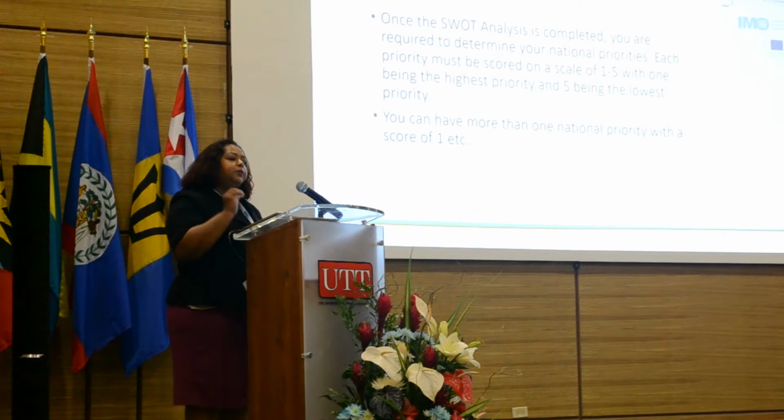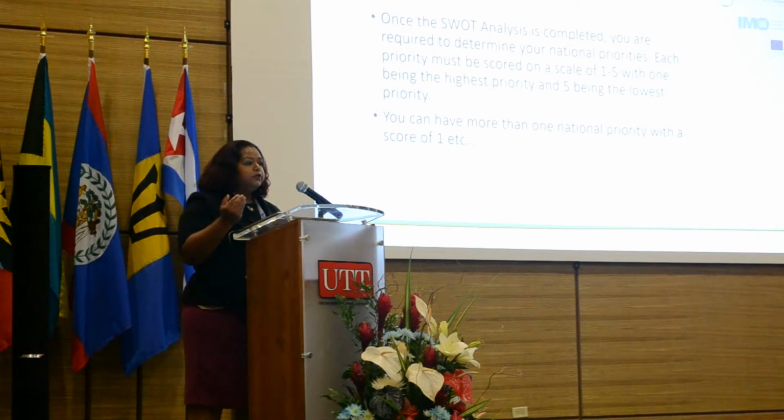So this is the priority where you feel it is the most urgent, the most pressing, or it will have the greatest impact in allowing you to implement MARPOL Annex 6. If you score a priority as number 5, that's your lowest priority. As I said, you can have as many priorities as you'd like. You can have more than 1 priority with a level 1 or level 2, and you're not limited in that regard. If you feel that there are 3 priorities that are very, very high on your scale, you can rank them all as level 1.